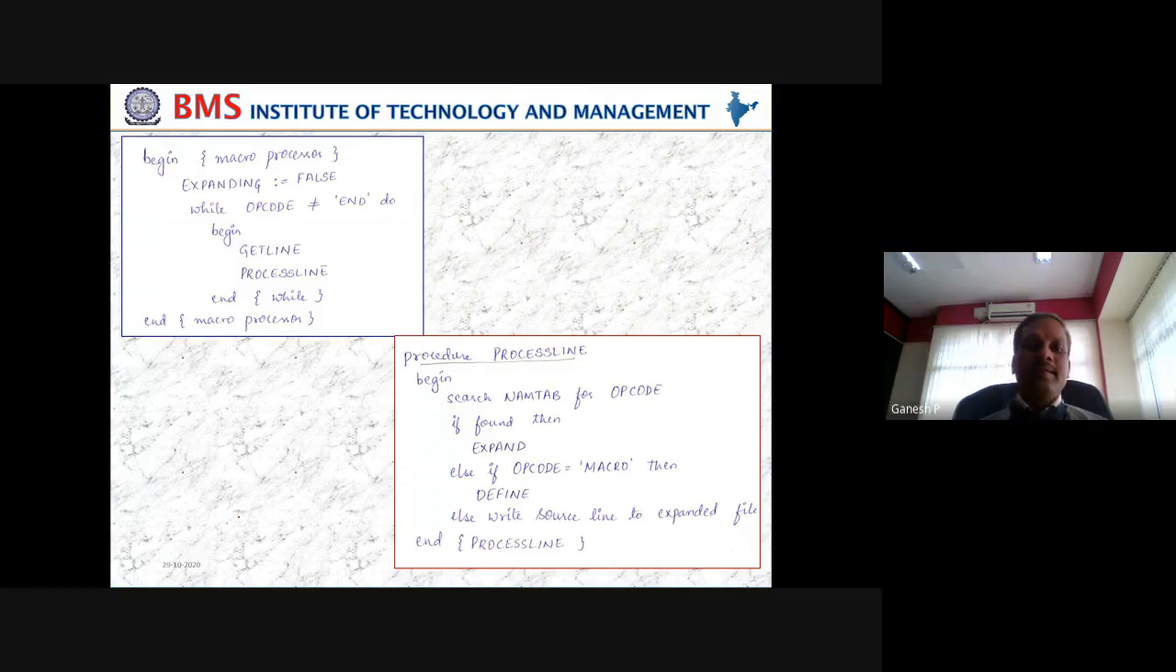Then to complete the top level program. So this is how it is going to be. Now let us see what happens to the processing line. Okay. So processing the line. So what do you mean by processing the line?